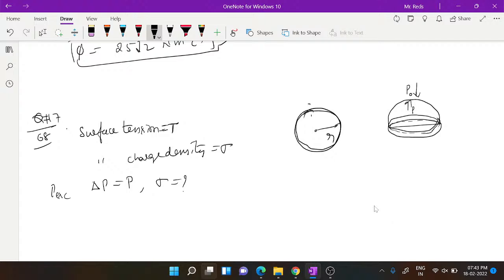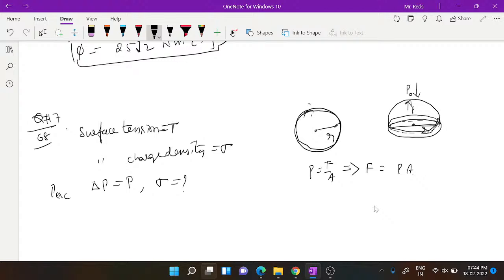Because of a liquid property, due to this pressure, a force will act on this. That force can be expressed as: pressure is equal to force by area, so force is equal to pressure into area. Here the force acting on the outside is nothing but P naught into A. This has some radius R.